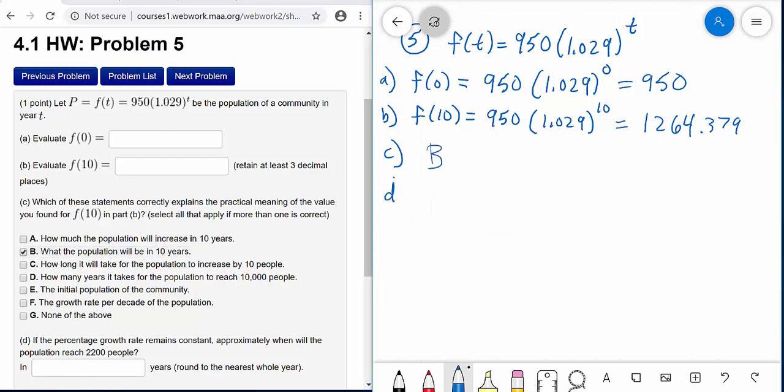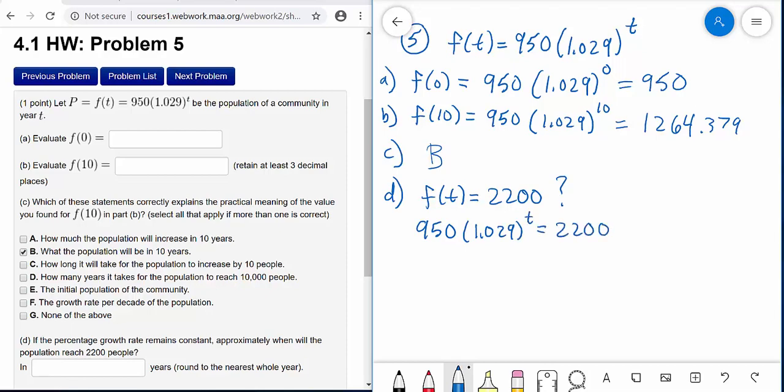And in part D, it says, if the percentage growth rate remains constant, approximately when will the population reach 2,200 people? So to solve this exactly, we would have to determine when f of t is equal to 2,200. You would set 950 times 1.029 to the power t equal to 2,200. In order to do this, we would have to use logarithms to solve an exponential equation. But we're going to actually solve this graphically.